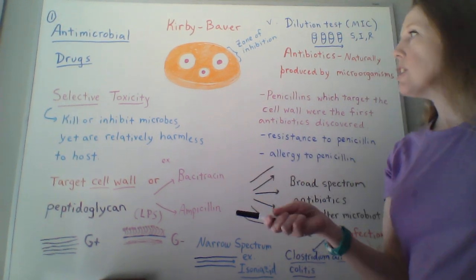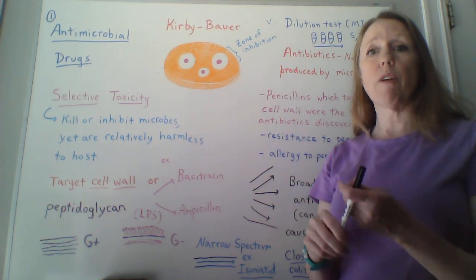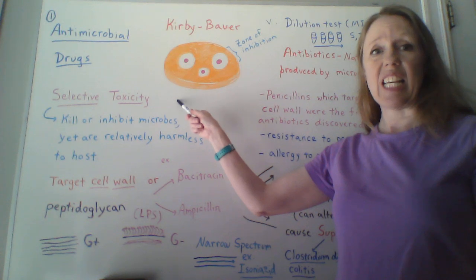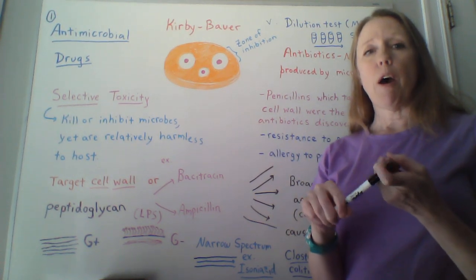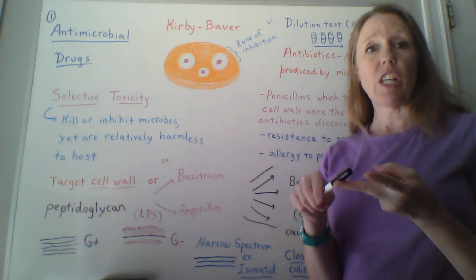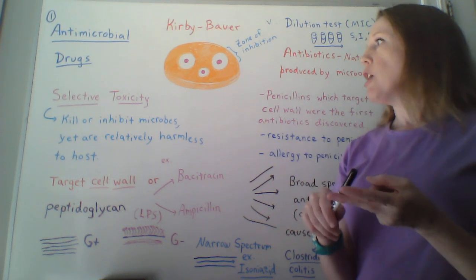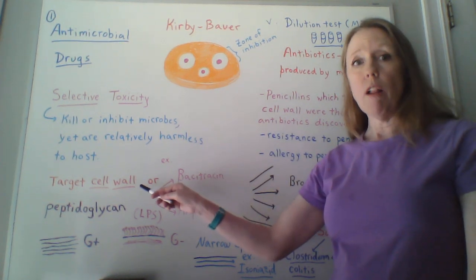So penicillin is still one of the best antimicrobial drugs today, and its derivatives. Why? Because it has good selective toxicity. So selective toxicity says it can kill the microbe without damaging the host too much. So the host would be the person, the patient. So what happens is it will target the cell wall of the bacteria.